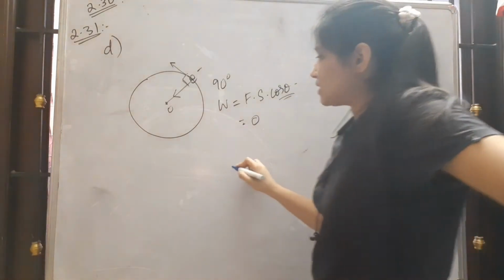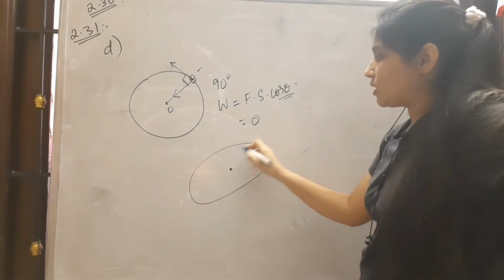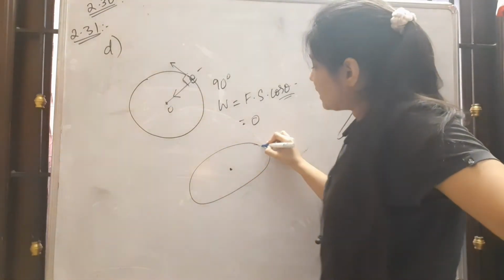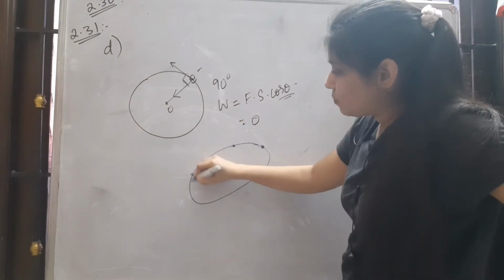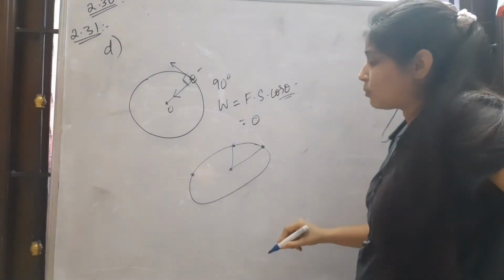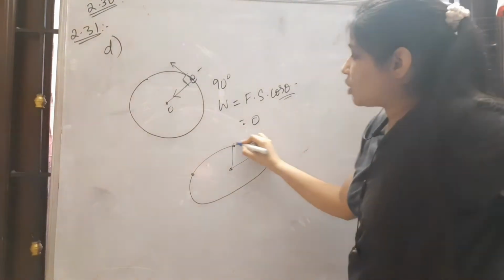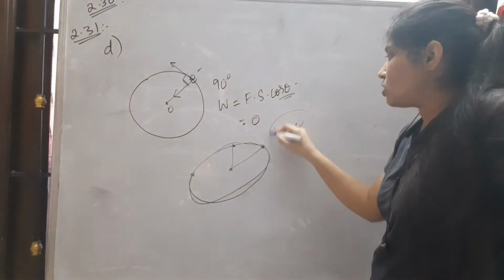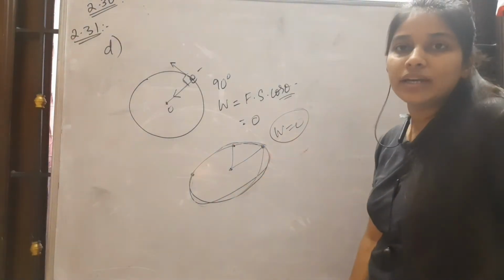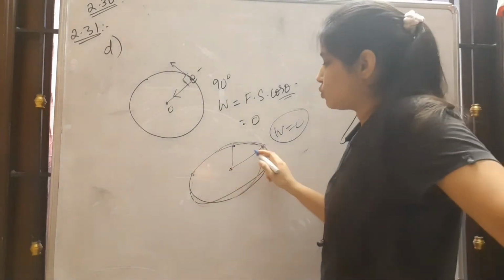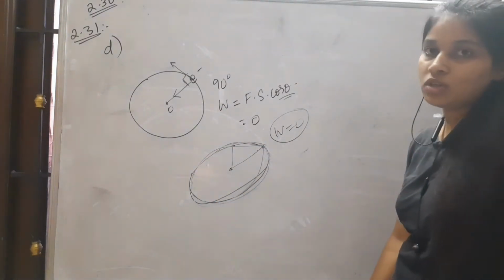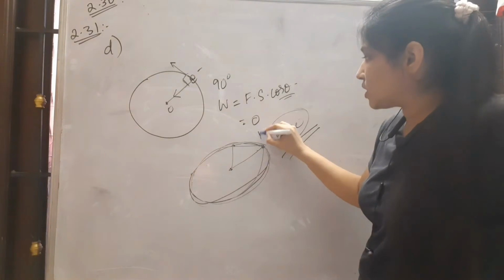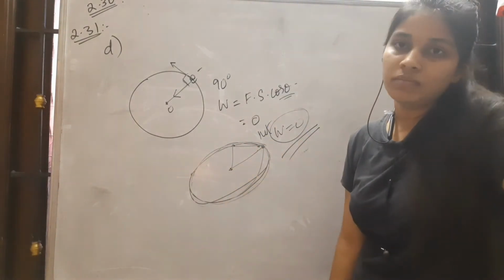Now, what happens if the orbit is elliptical? Now, the theta might not be 90 always. So in that case, momentarily the work done will have some value. For example, it is going from this point to this point, so there might be some work done. But eventually, the net work done over a complete round will be equal to 0 because the displacement in one complete ellipse, if you move through the ellipse in one full round, will be 0, and hence the work done is 0. So anyway, the net work done is 0, but momentarily you might have some value.